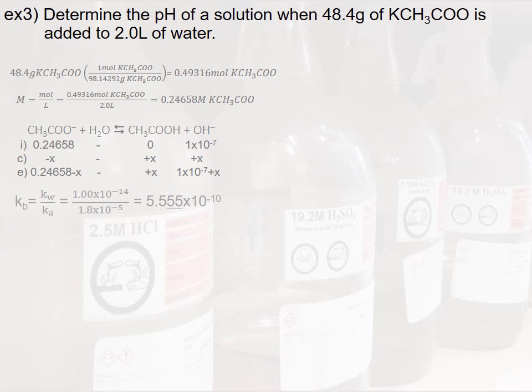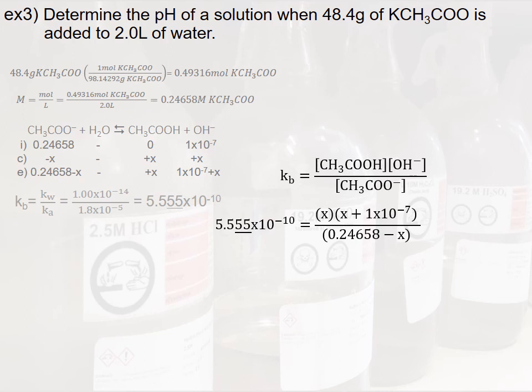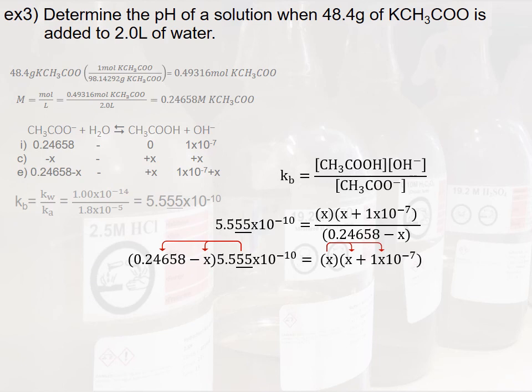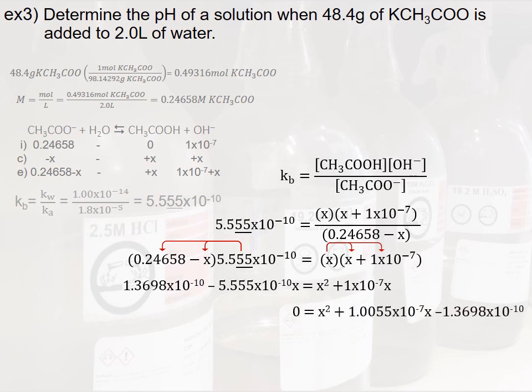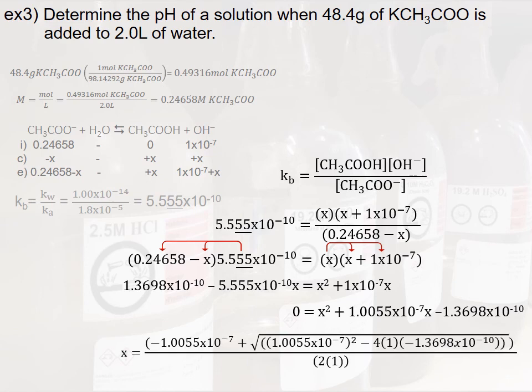Now make the Kb expression. That's products over reactants. Then we'll substitute in our equilibrium concentrations from our ICE chart and the Kb value that we found. I'll multiply both sides by the denominator, then distribute the Kb value into the brackets and the x into the brackets on the other side of the equation. Move all terms over to one side, place into the quadratic, and then solve.